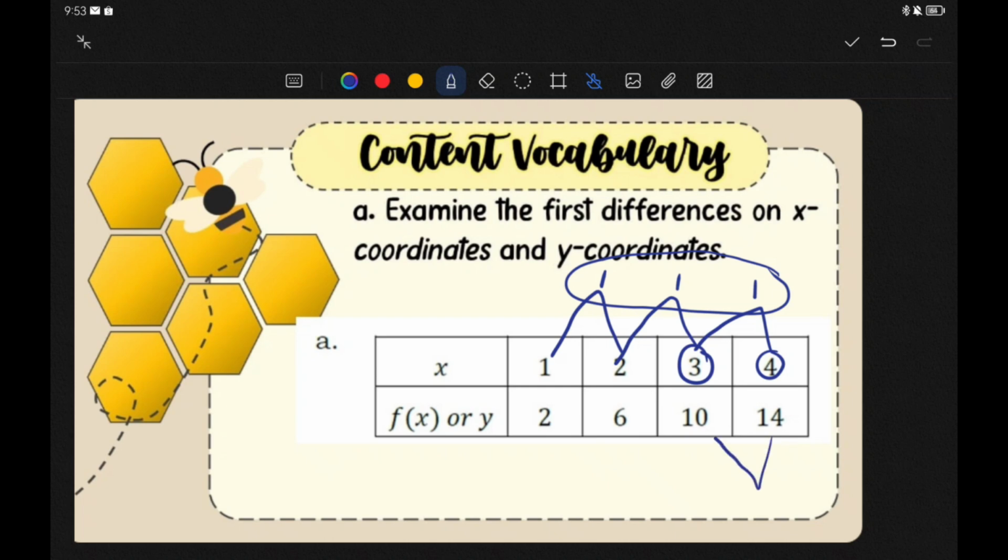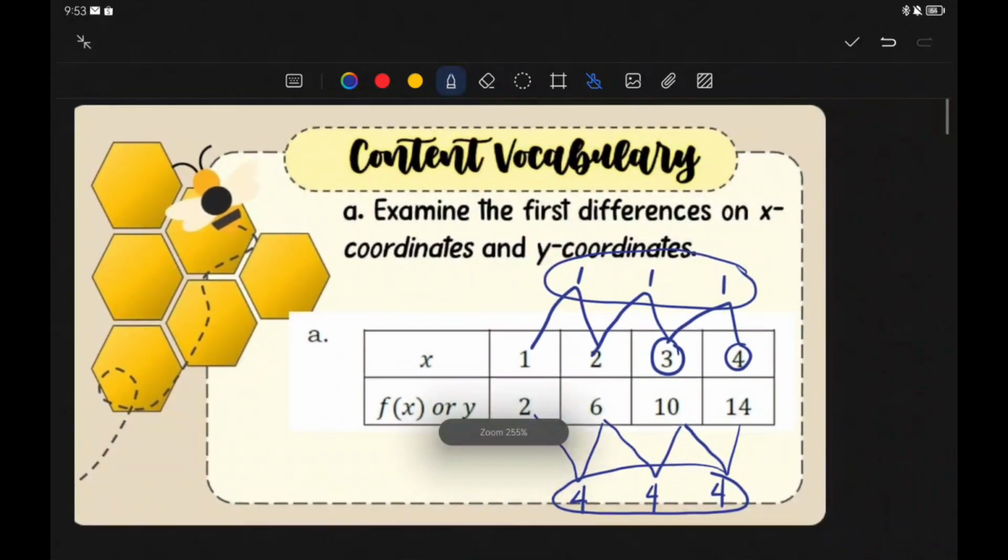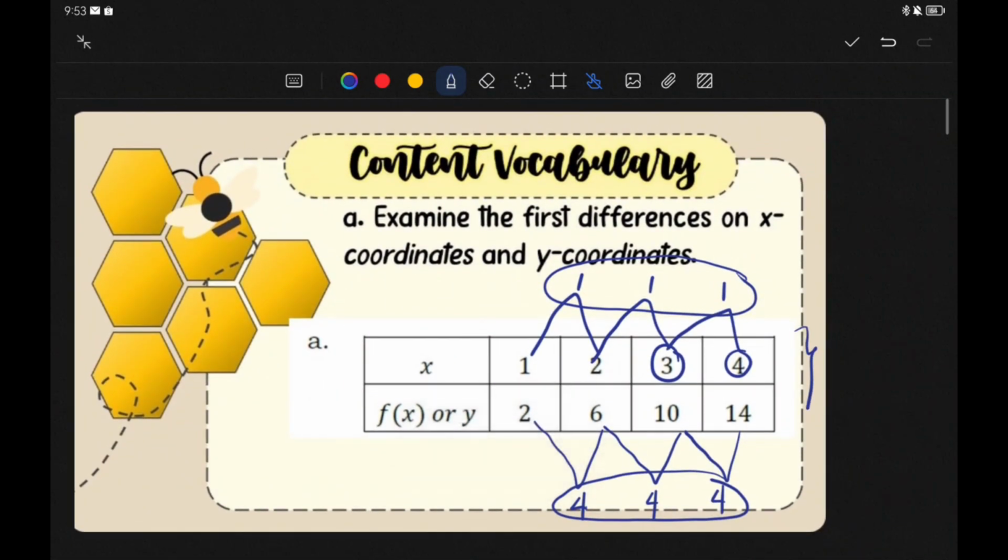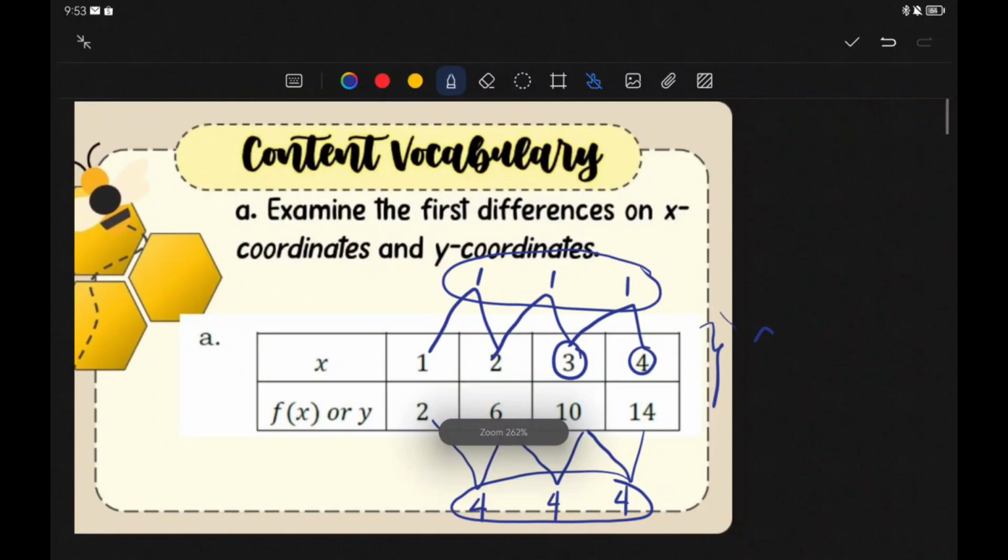So, 14 minus 10, that's 4. 10 minus 6, that's also 4. And 6 minus 2, that's also 4. As you can see, all the first differences of y coordinates are also equal. Therefore, this table of values describes a linear function.